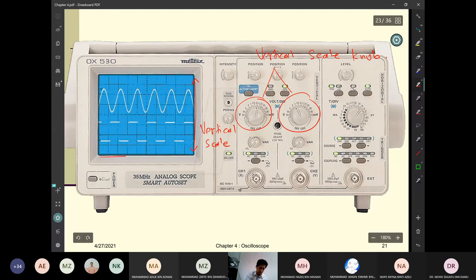And then kita ada, then we have time scale ataupun horizontal scale. So the time scale is this one. So this is time scale. Time scale knob.